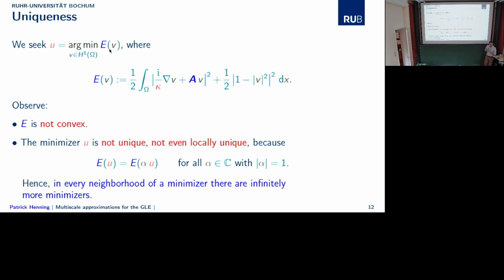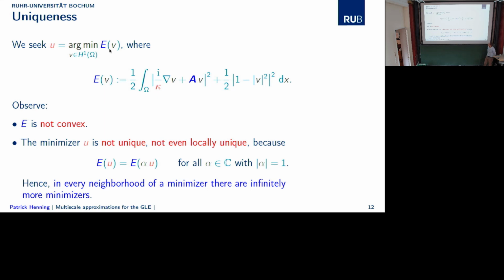So you essentially have infinitely many minimizers, and worse, in every neighborhood of a minimizer, you will find infinitely many more minimizers. Physically, this is not an issue because all these minimizers share the same density, and the density is the physically important quantity. So physically, it's not an issue, but practically, you have to be aware of this and you have to take care of this. So we don't have local uniqueness in the classical sense.